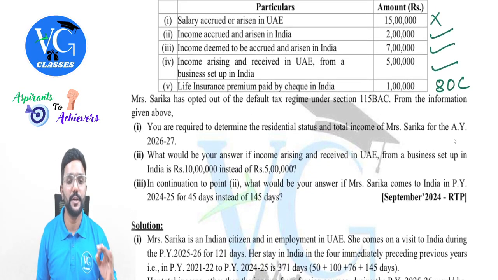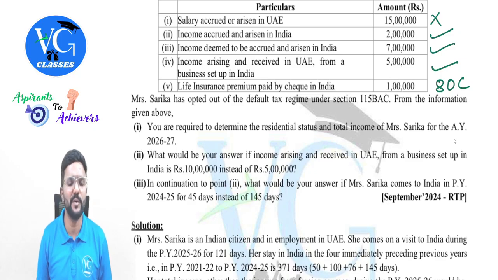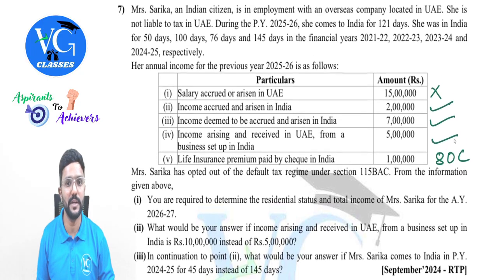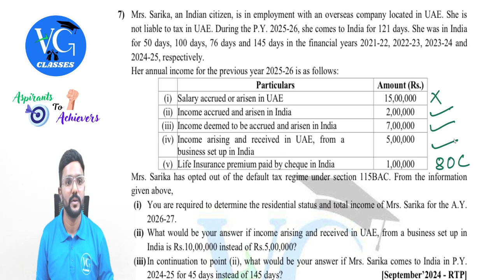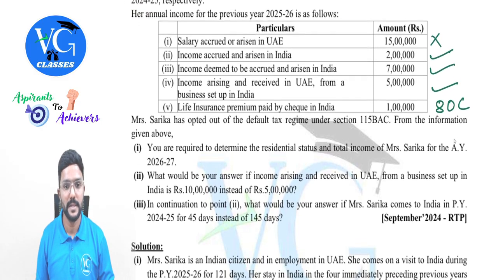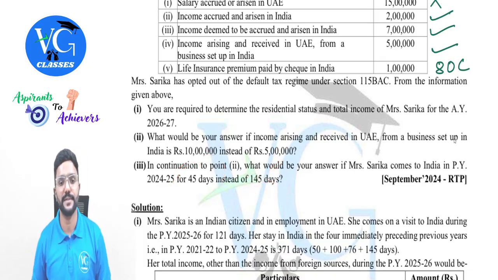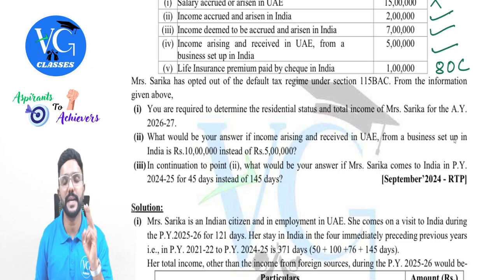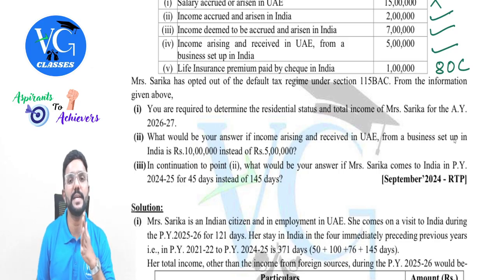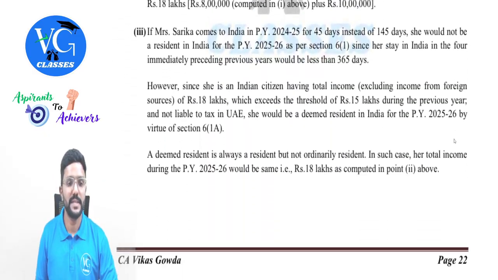In continuation to point 2, what would be your answer if Sarika comes to India in previous year 24-25 for only 45 days instead of 145 days? Okay, she is coming to India only for, okay, that is in which year? 24-25. She's coming to India only for 45 days instead of 145 days. So in such a case, the second condition given under section 6.1 is not satisfied, people. So we can check whether she is deemed resident or not.